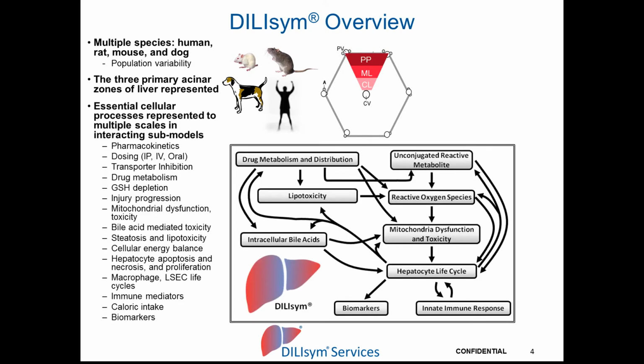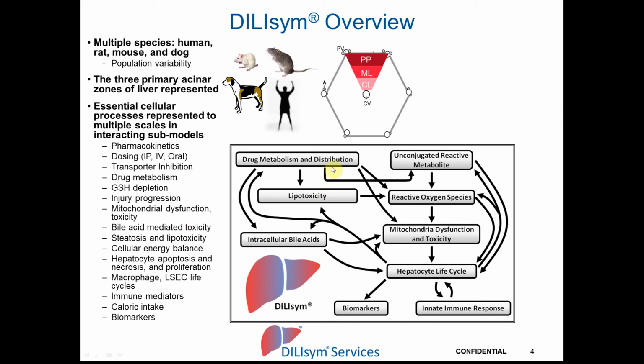We've really explored the mechanisms of DILIsym to a great extent, and DILIsym represents these mechanisms, and this summary diagram describes how these mechanisms interact. Each of these nodes represents a submodel within DILIsym, and how the various submodels interact. If, for instance, we focus on the upper left, you can see that the drug metabolism distribution provides predictions of the hepatic exposure of parent and or metabolite for a given compound.